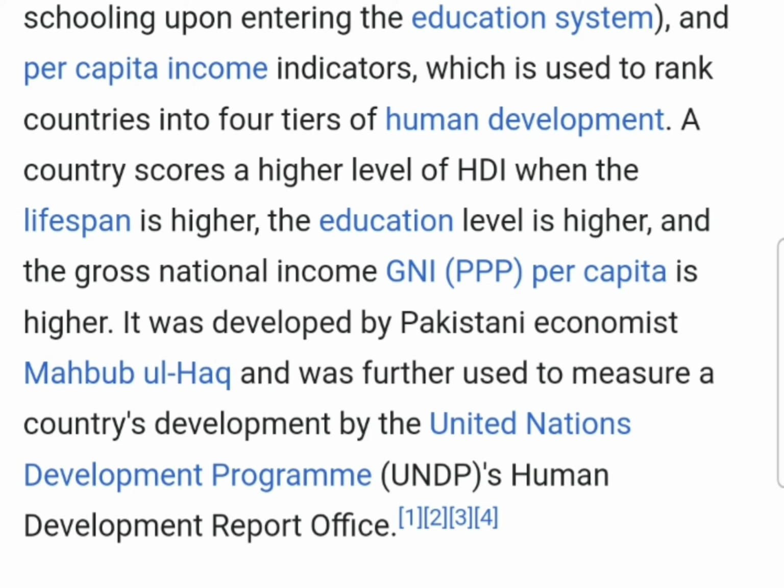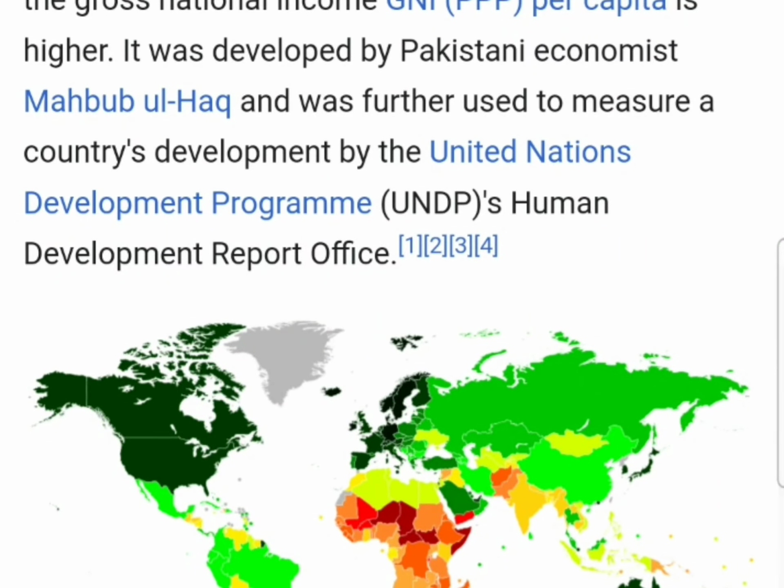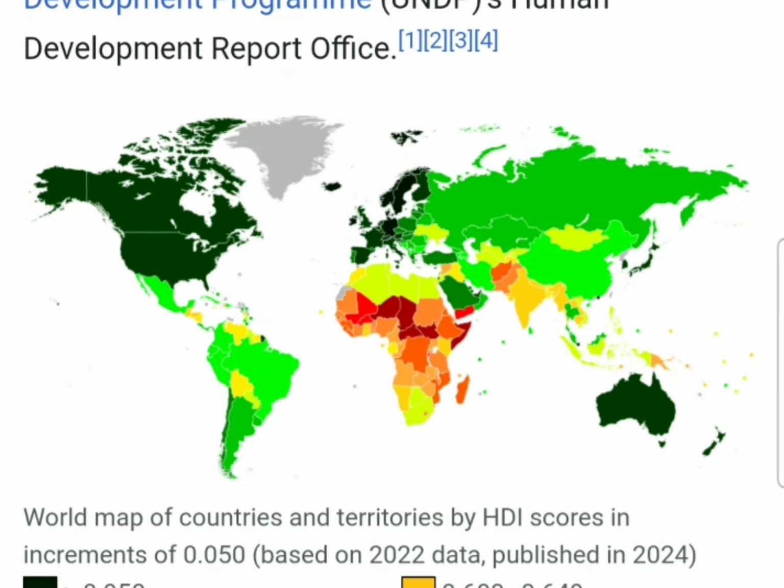In HDI, lifespan, education, and GNI per capita are compared worldwide. This concept was first developed by a Pakistani economist, Mahbub ul Haq, during the 1960s. In the world map, you can see the green ones have the highest GNI. They have more than 0.95.